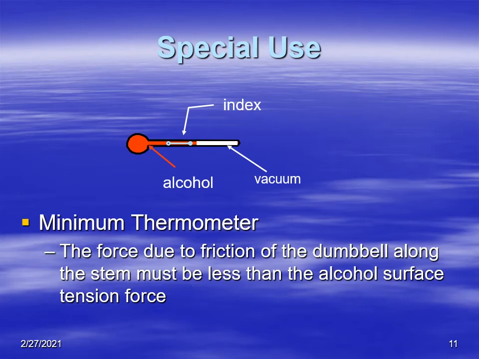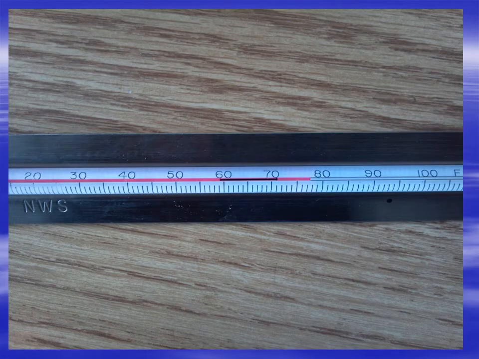and that's where you read the minimum temperature. This is an example of a minimum thermometer, and you can see between the temperatures 60 and 70 is that little index slider. So it looks like your minimum temperature was probably around 60 degrees Fahrenheit on this.